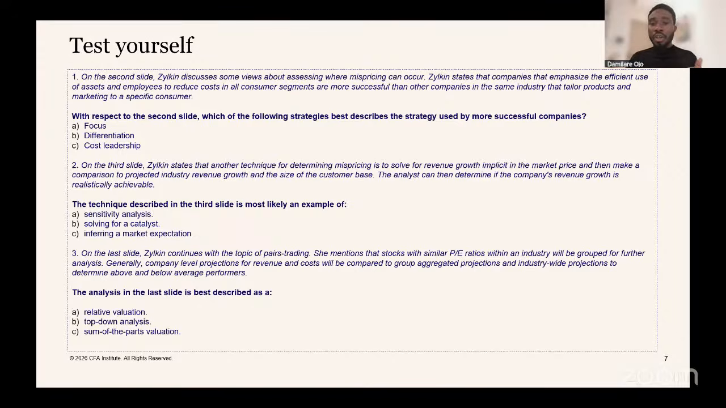the customer base. And then when you come to question three, what you are doing is also a comparison, but what are you comparing? You are comparing the PE ratio of a particular company with that of the industry. So it says she mentions that stocks with similar PE ratios within an industry will be grouped for further analysis. So you are grouping companies with similar PE ratios within the same industry. And then it says generally company level projections for revenue and cost will be compared to group aggregated projections and industry-wide projections to determine above and below average performance.